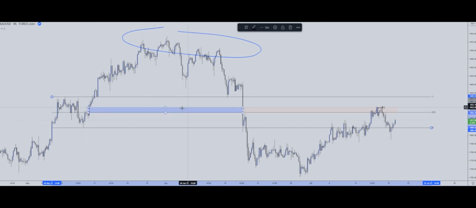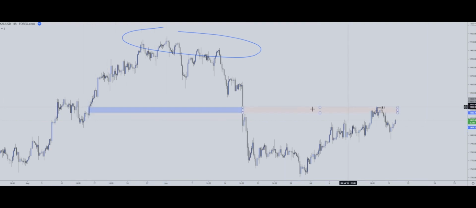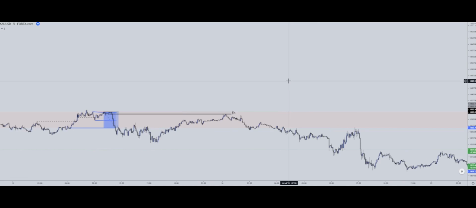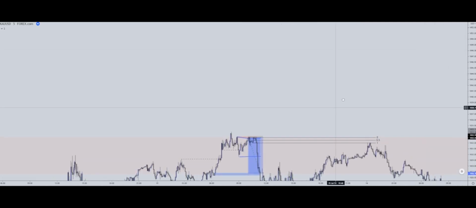So I was looking for a sell as long as it was within this region, but my preferred region was around this equilibrium of the range. As you can see, price tapped into that on a smaller time frame, which we'll go into now. So we'll stay on a 5 minute. I don't think we need to go any lower.